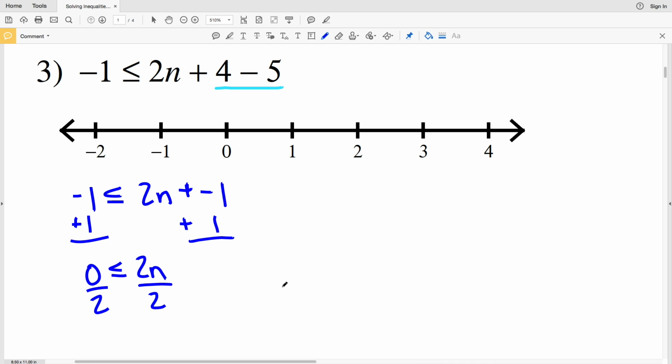So I'll get that 0 is less than or equal to n, which we could also write as n is greater than or equal to 0. Because if 0 is less than or equal to n, that means that n is greater than or equal to 0. So n is greater than or equal to 0. I'm going to circle the 0, shade it in, and then I'm also going to shade everything to the right.